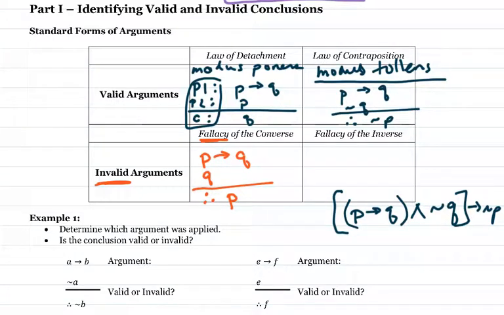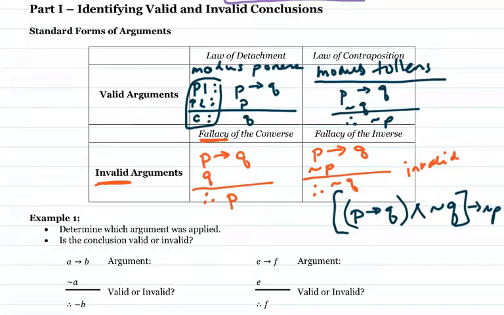The fallacy of the inverse is the same idea. Remember that the inverse negates both parts of the conditional, but that is not equivalent to the original conditional. So an example would be if I have if P then Q, and then not P is my second premise, therefore not Q. This is not true, this is invalid. Okay, so make sure you know your laws of detachment and contraposition and also your fallacies.